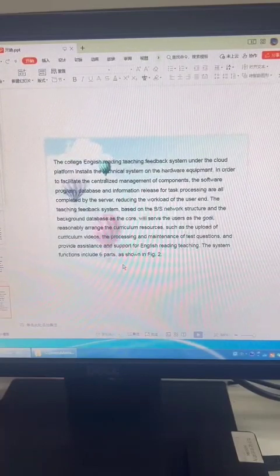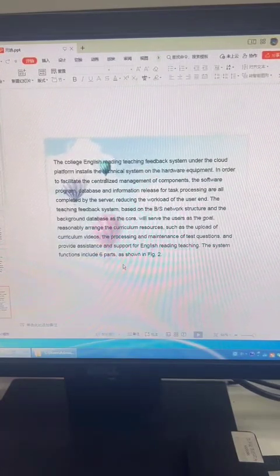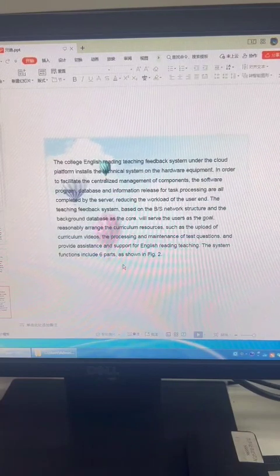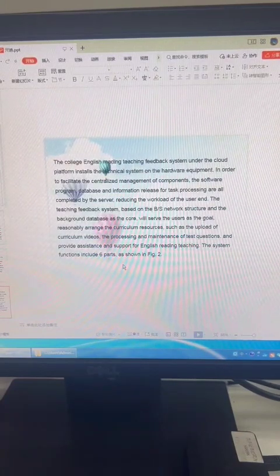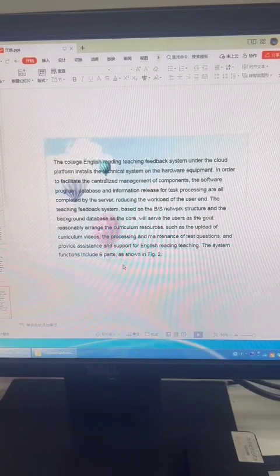The college English reading teaching feedback system under the cloud platform installs the technical system on the hardware equipment in order to facilitate the centralized management of components. The software program, database, and information released for task processing are all completed by the server, reducing the workload of the user end. The teaching feedback system, based on the BS network structure and the background database as the core, will serve the users as the goal.